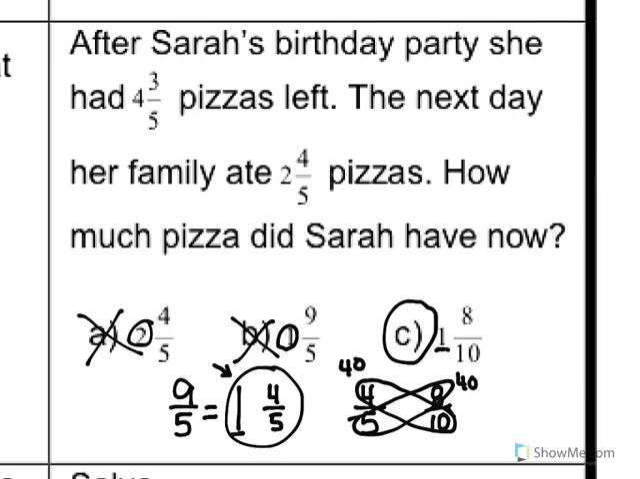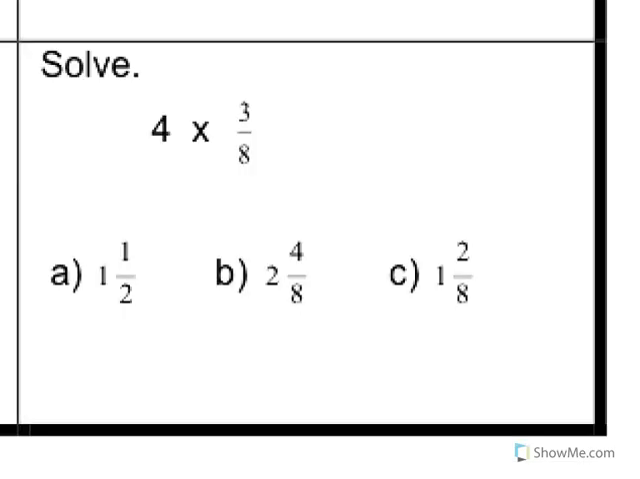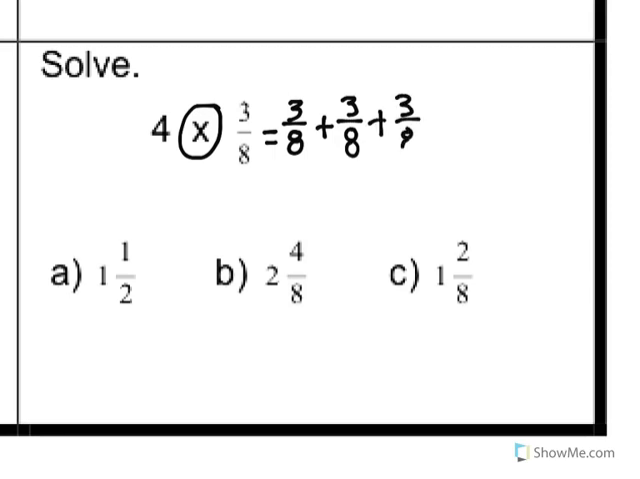All right, moving on to the last one. This one says to solve 4 times 3/8. Well, we don't really know how to multiply whole numbers with fractions, but what we do know is that multiplication is the same as repeated addition. So we can just take our 3/8 and add it 4 times, because we do know how to add fractions when the denominators are equal.